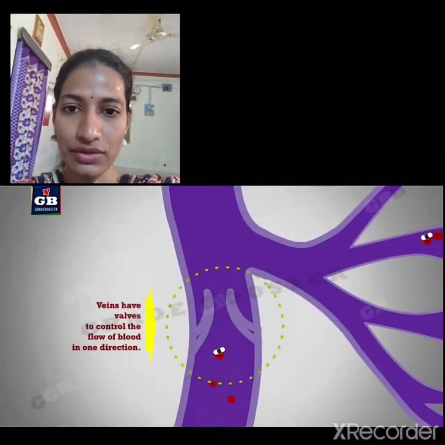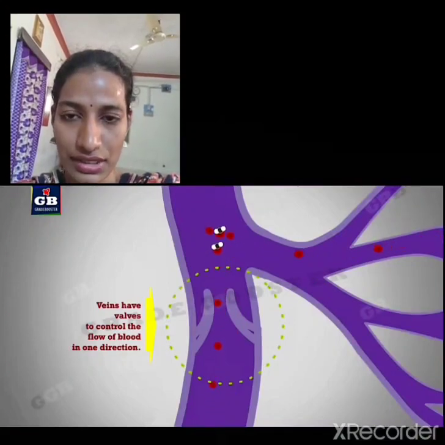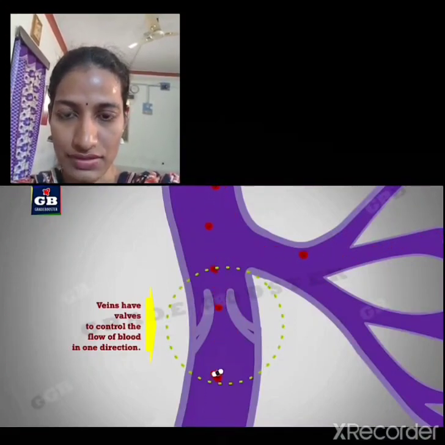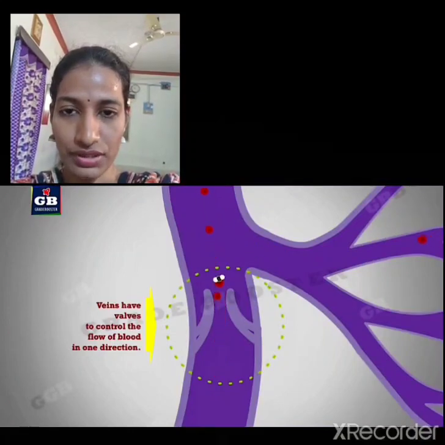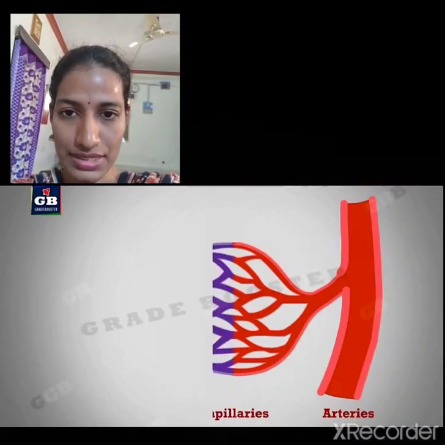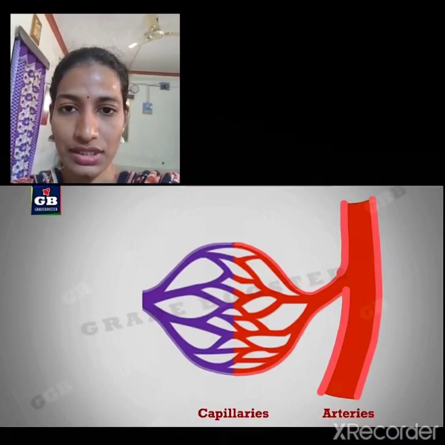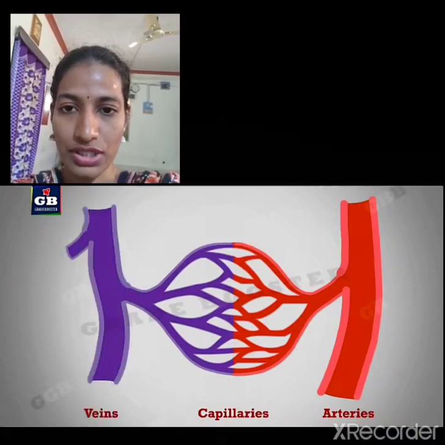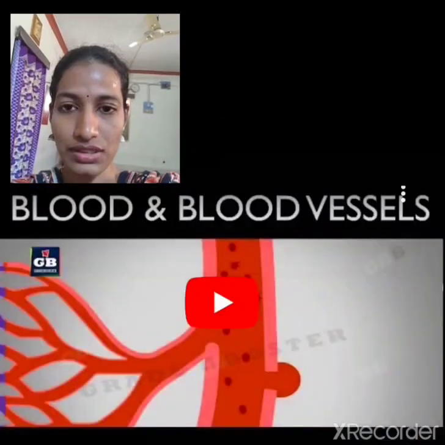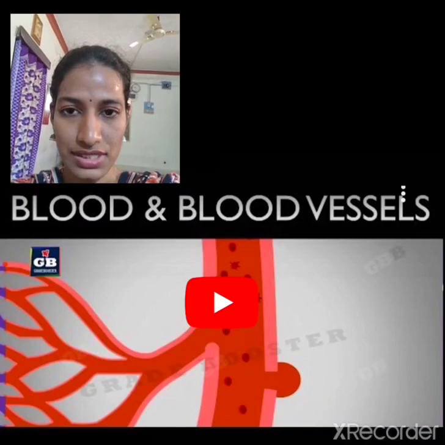Now it is the veins. Veins help in carrying deoxygenated blood, and they are non-elastic in nature, and they also have valves to prevent the backflow of the blood. Arteries and veins are interconnected to each other with the help of the capillaries. Capillaries are small tube-like structures which help in the distribution of nutrients to all the parts of our body, and also the removal of waste products from our body. So this is regarding the blood vessels.